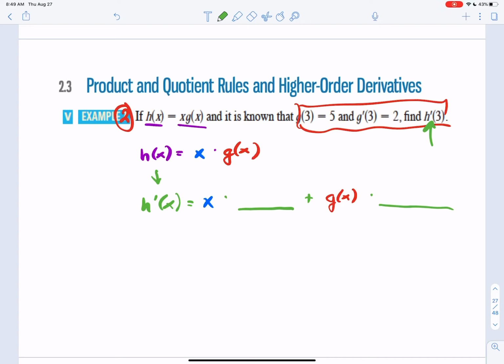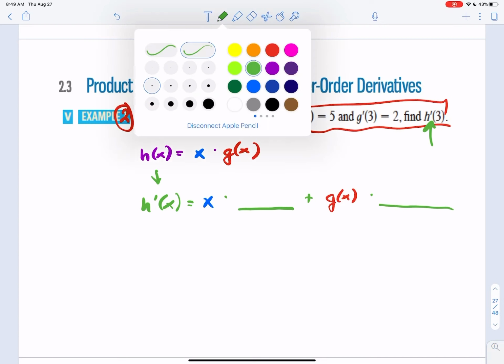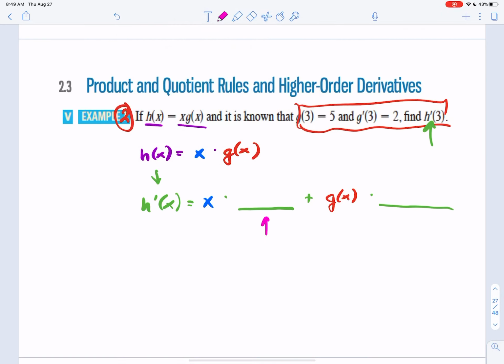So even though we don't know what g of x is, we can still write it, right? Okay, so here we go. The derivative of the second. So what is the derivative of g? How do you write that, right? That is just g prime of x. That's the derivative, okay? Now the derivative of the first, what's the derivative of x, okay?